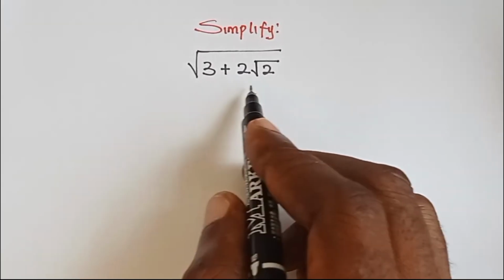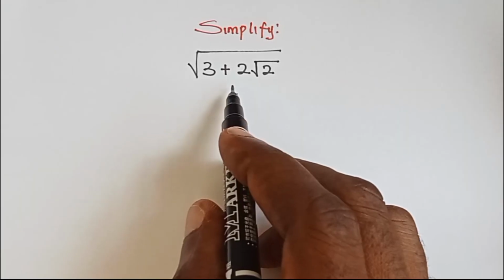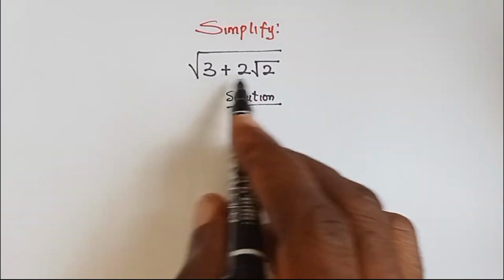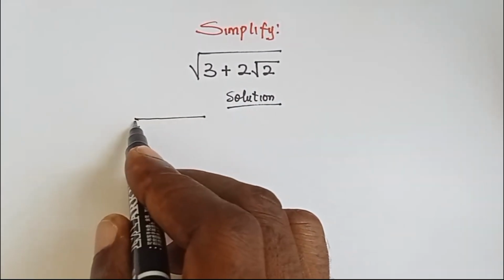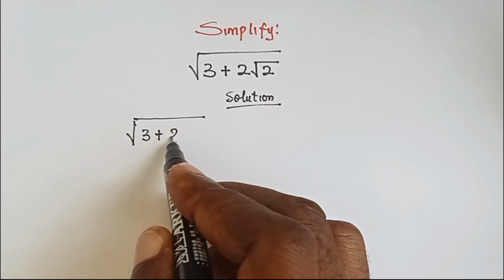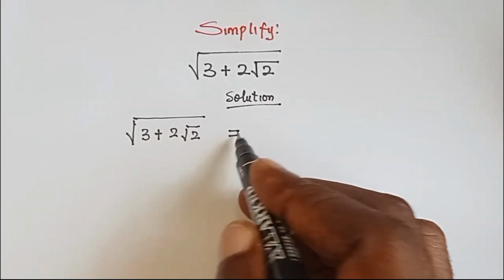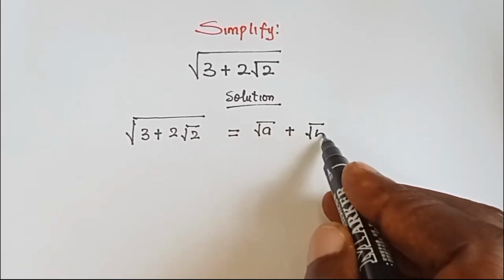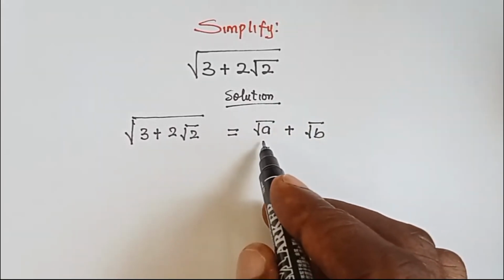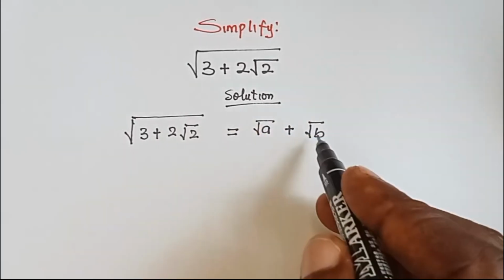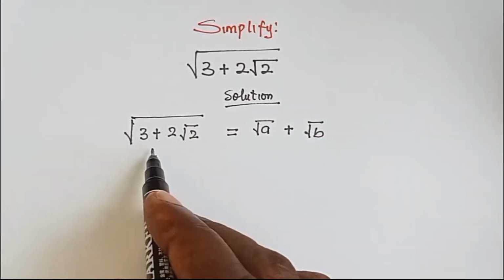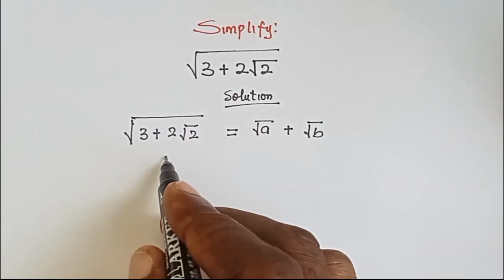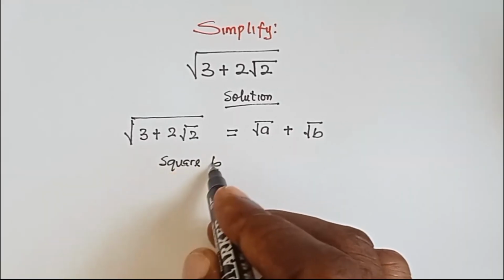In this video, we want to simplify this surd expression. Solution: if you simplify root 3 plus 2 root 2, it will come in this form, root a plus root b. So when you simplify this, we are expecting it to come out in this form. That is why I have this equals to this. So how do we remove this square root? We square both sides.